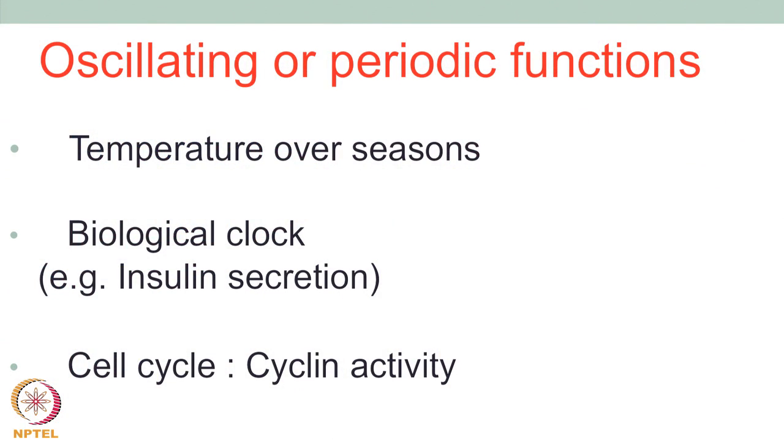Now we will go to another kind of function that would be oscillating. So we had e power x increasing, e power minus x that is decreasing. What are the examples of functions that are oscillating? So there are many phenomena that are oscillating. For example, if you think of temperature over seasons, we began the lecture by saying that we would want to think of events around us as experiments.